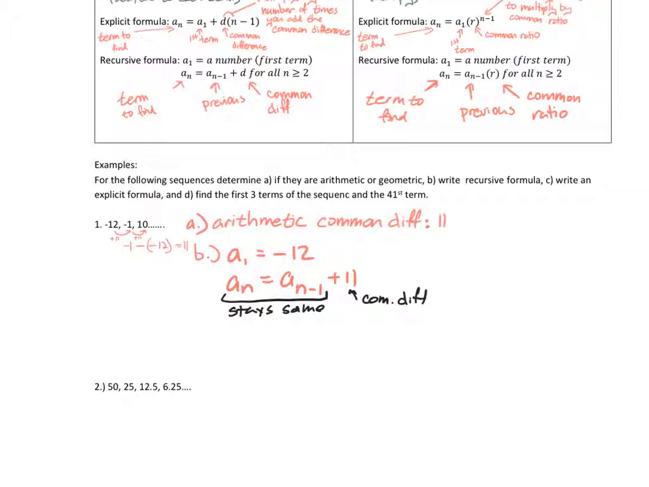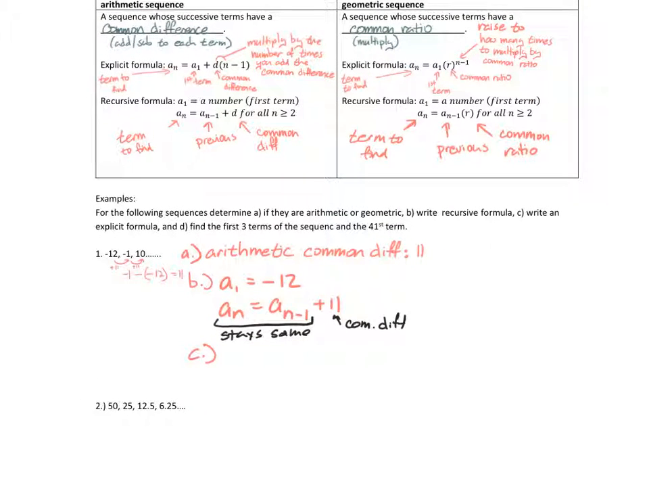All right, so C, write an explicit formula. This is a little bit harder to write, but if we look at our directions up here, we know that we need to have A sub n, so some number, equals A sub 1, well, we know what that is, it's negative 12, plus the common difference is 11, and then we need n minus 1.